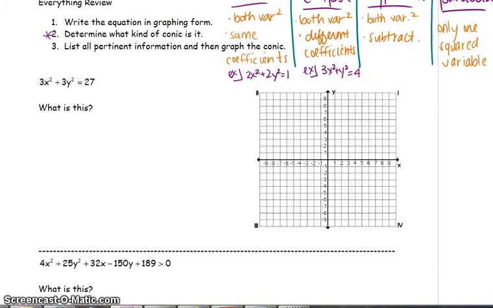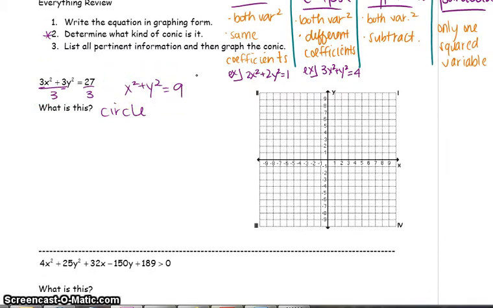So, if we're looking at this first one, it has 3 and 3, the coefficients are the same. That would make it a circle. In order to get this in standard form, we need to get rid of these 3's. Remember, for a circle, we can't have a coefficient in front of our x squared and y squared. So we divide both sides by 3, and we get x squared plus y squared equals 9.